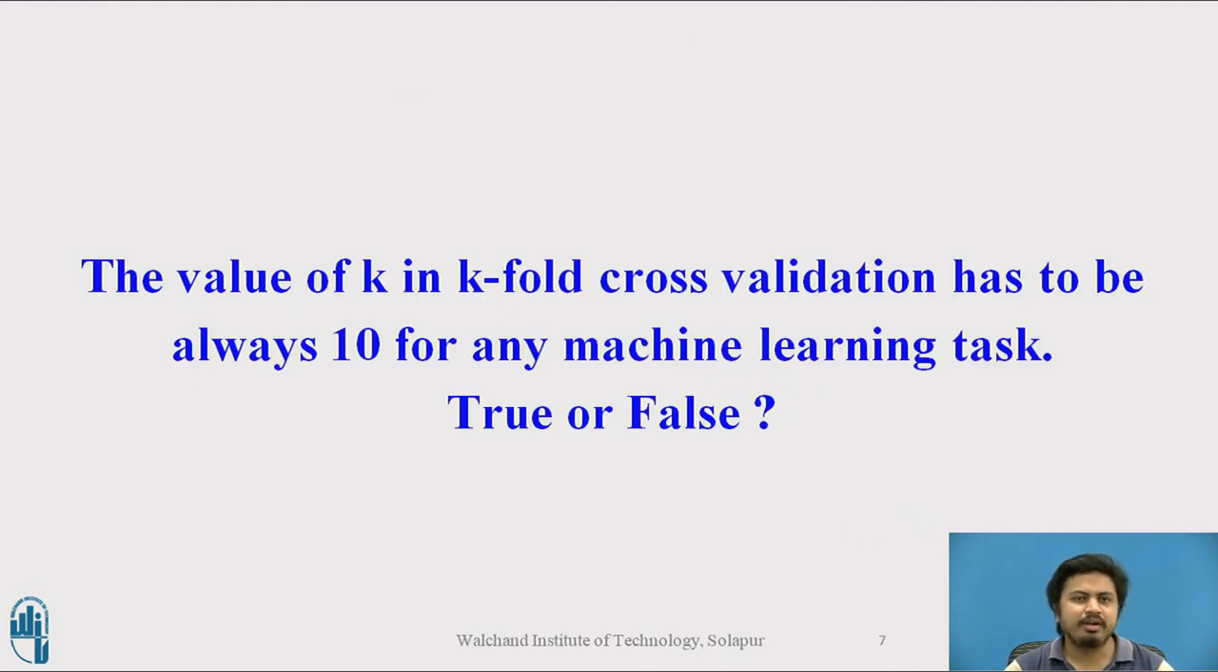As a quick reflection on this video, here is the question: the value of k in k-fold cross validation has to always be 10 for any machine learning task. What do you think? Is it true or false? You can pause the video, try to recall, and guess the answer at this point. But the answer is false. As we have seen, the value of k cannot be fixed as some arbitrary value. It depends on various contexts, but usually, as we look at various models, it is between 5 and 10.